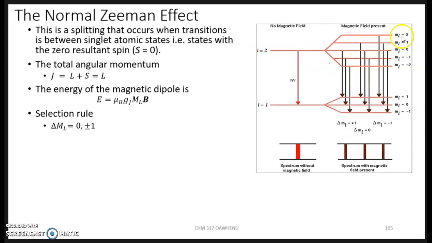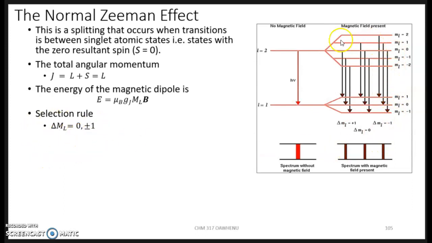So when L is 2, we have ML can take values of 2, 1, 0, minus 1, and minus 2. And for L equals 1, ML equals 1, 0, and minus 1. So we have transitions from 0 to 1, so that's delta ML plus 1, minus 1 to 0, minus 2 to minus 1, and 2 to 1. And we can also have from 1 to 1, 0 to 0, and minus 1 to minus 1, where delta ML is 0. And then from 2 to 1, 1 to 0, and 0 to minus 1, where delta ML is minus 1.